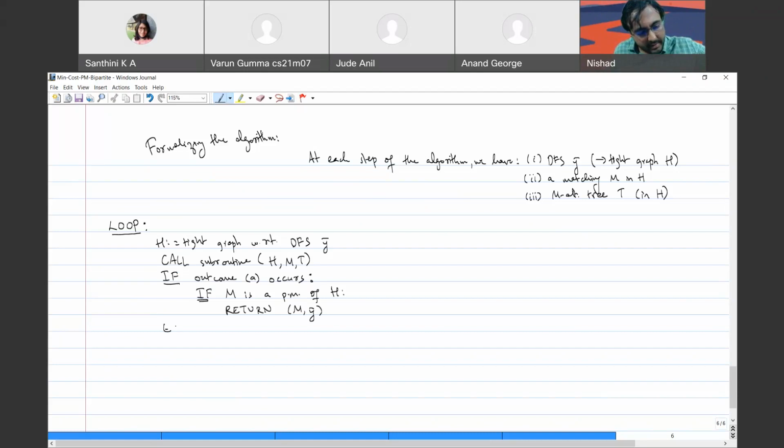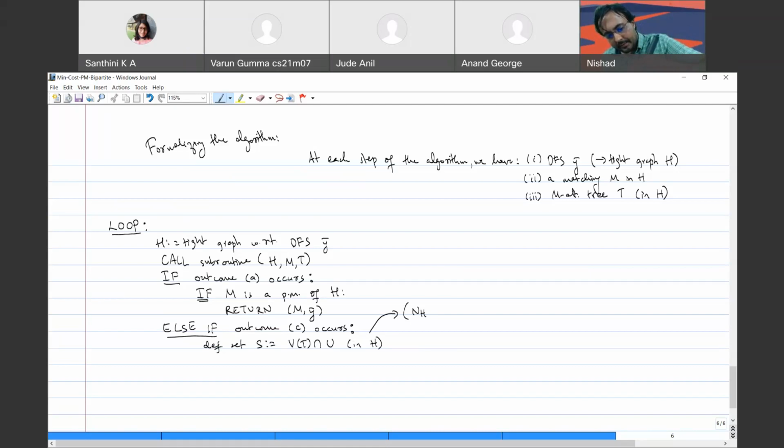And the other interesting point is when outcome A does not occur and instead outcome C occurs. That's when we have to do something non-trivial again. So outcome C is when we have found a deficient set. In this case, our deficient set S is simply going to be the black vertices of the tree. In fact, that is what the subroutine will already return to you, but I'm writing it here to make it explicit. So this is a deficient set in H. And observe that the neighborhood of this deficient set in H will exactly be the white vertices in your tree.